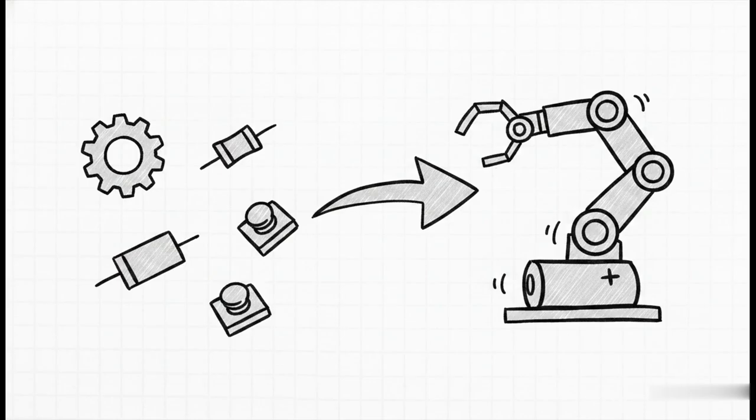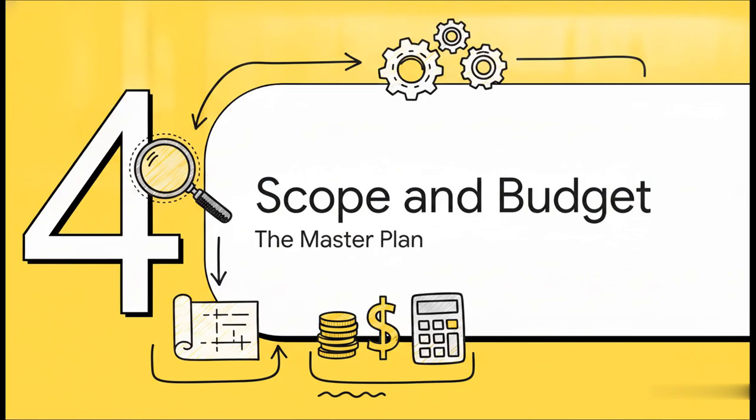Every single complex system out there is really just a combination of simple, easily understood parts stacked together. You do not need to know what every single component on that desk does right now. You just need to know what your specific project needs. Which brings us nicely to section 4, scope and budget. Let's talk about the master plan.